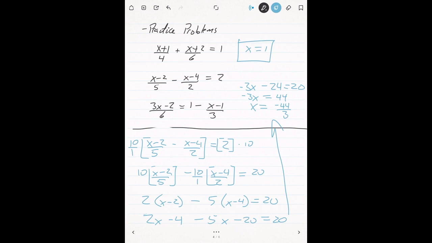I'm just going to leave it as an improper fraction. I like improper fractions. They're fine. I always wonder, what's the point in converting to a mixed number? We can do that later. So I'm fine leaving my answer as an improper fraction. So we have negative 44 over 3.